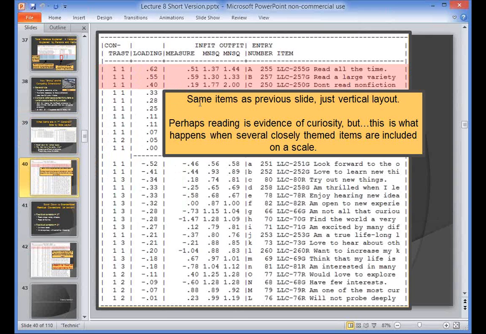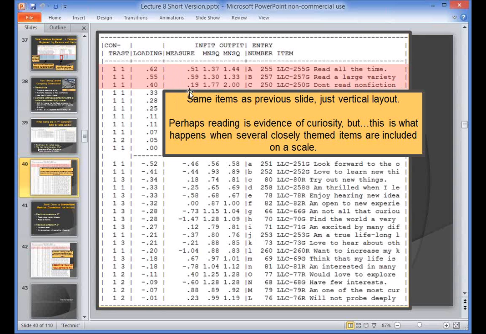So if we look at the item loadings on the first contrast, remember we're calling them contrast because it's a contrast between what's left in the data. The signal is supposed to already be taken out of the data, the Rasch dimension has been removed. Okay. So if we look at the loadings on the first contrast, we find it's these items: read all the time, read a large variety of books, and I think the item is don't read nonfiction for fun. And those 3 items load 0.62, 0.55, and 0.40.